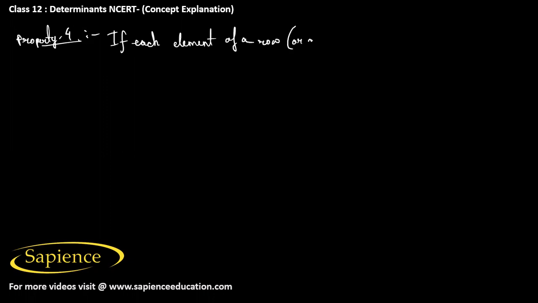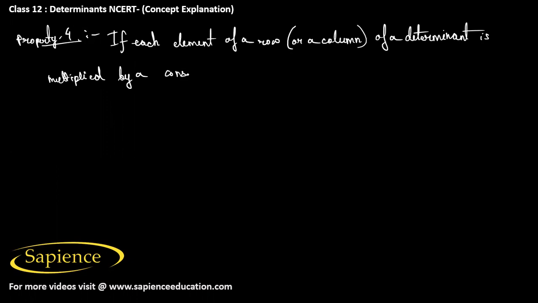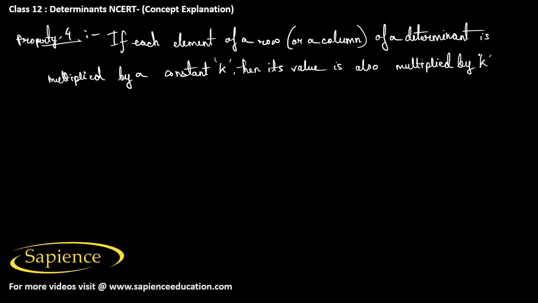Okay. Then property 4 is that if each element of a row or a column of a determinant is multiplied by a constant k, then the value of the determinant also gets multiplied by that constant k. So if each element of a row or a column of a determinant is multiplied by a constant k, then its value is also multiplied by k.